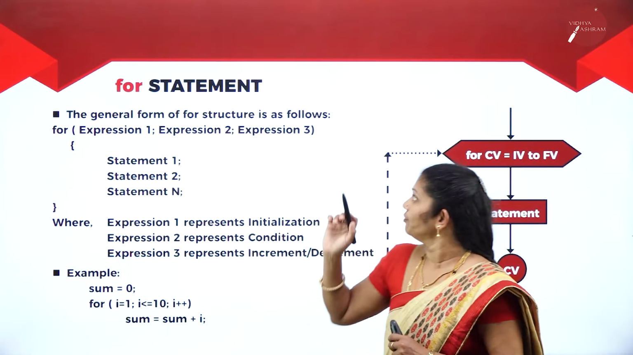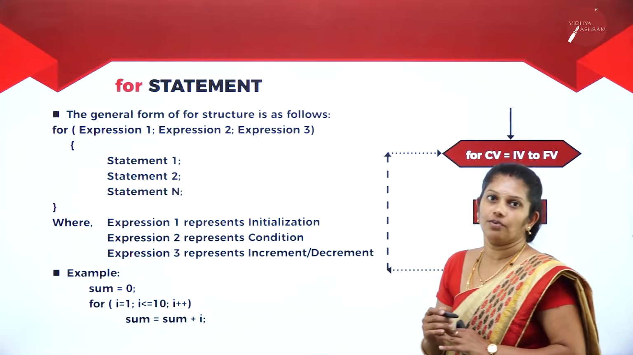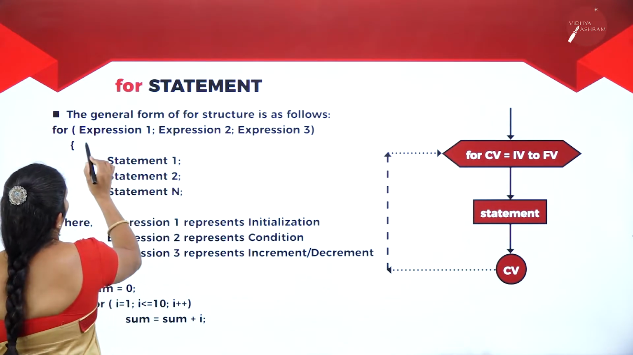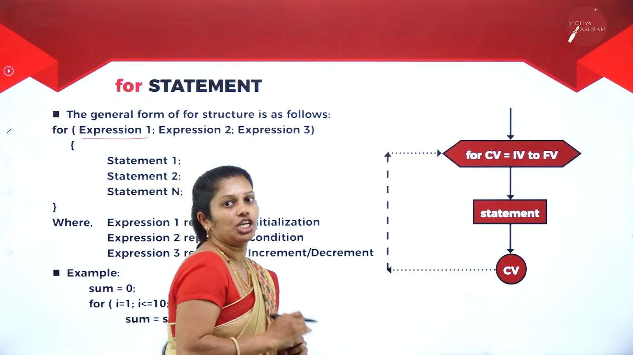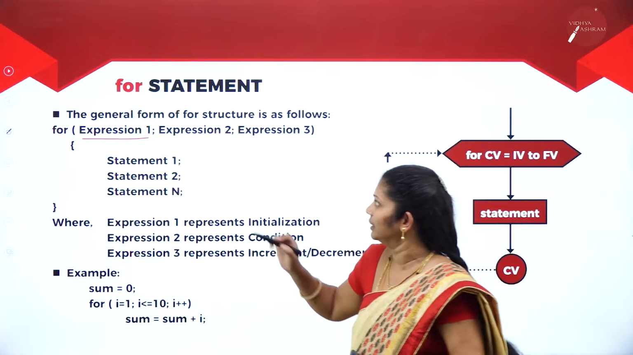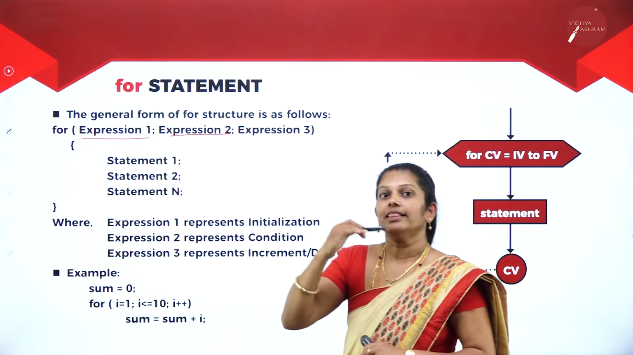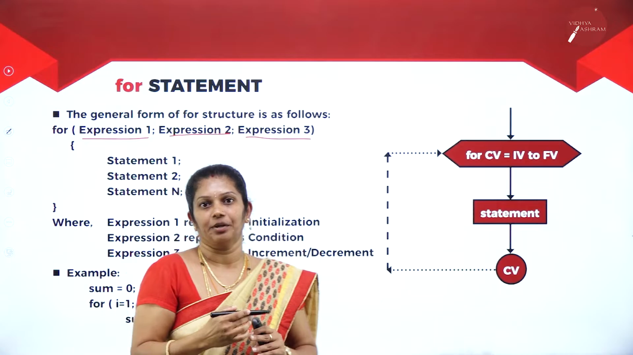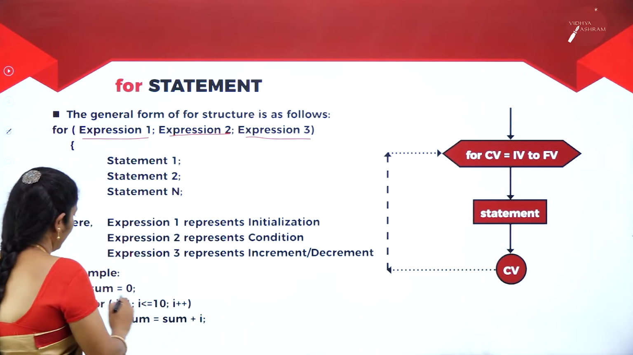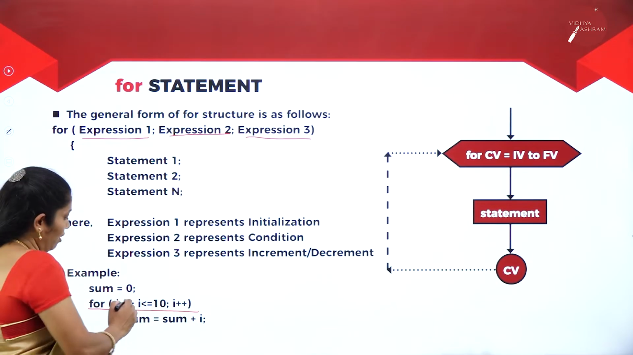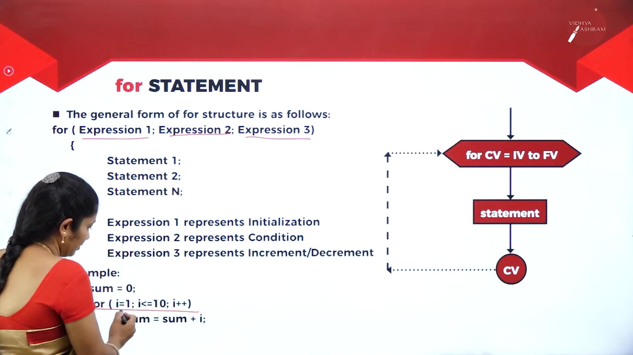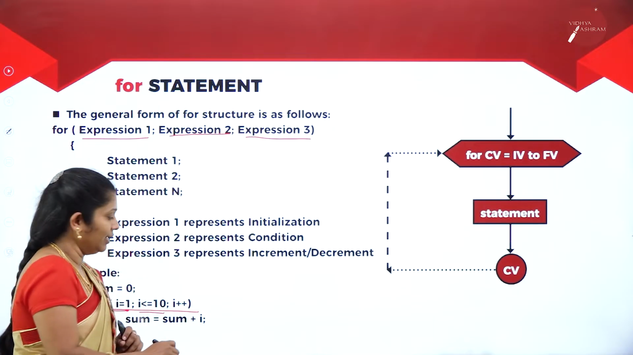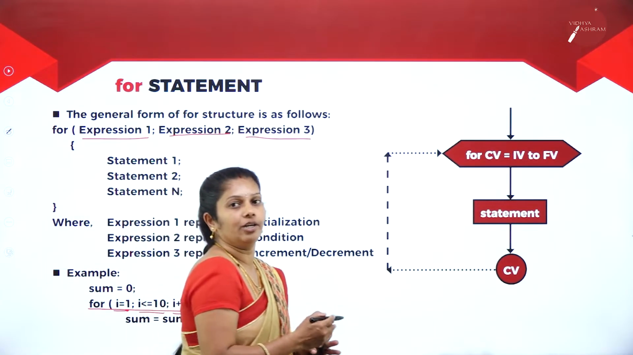Next, the general structure of the for statement. In the for statement, we have three expressions: 1, 2 as well as 3. Expression 1 indicates the initial value, what we are initializing here. Expression 2 contains the final value, and expression 3 indicates whether it is incrementing or decrementing. For example, i equals 1, here we are initializing in the first part, expression 1. Expression 2 is the final value, whether i is less than or equal to 10. The third expression indicates whether it is incrementing or decrementing.